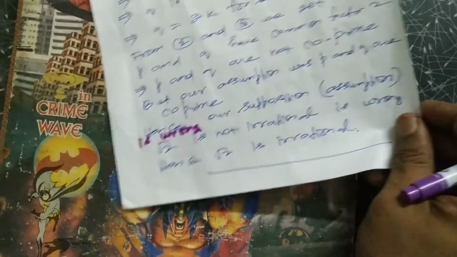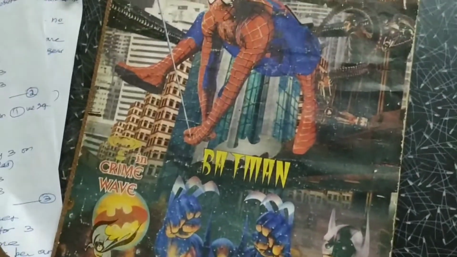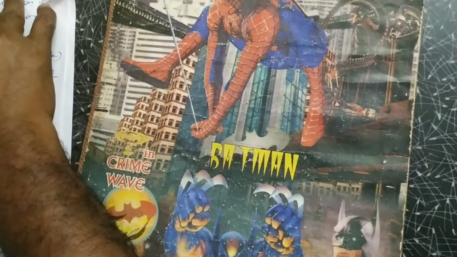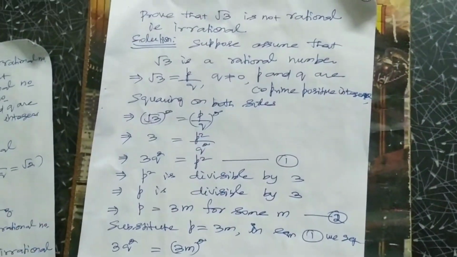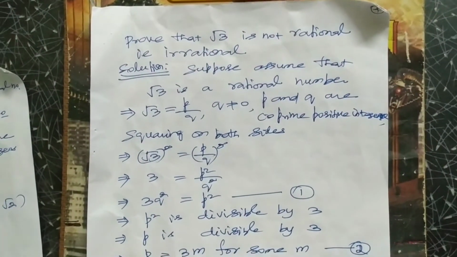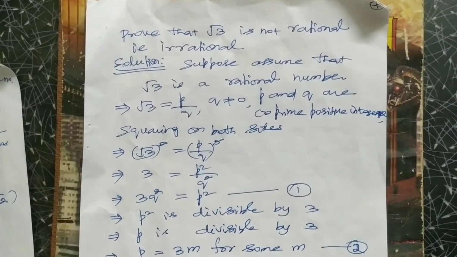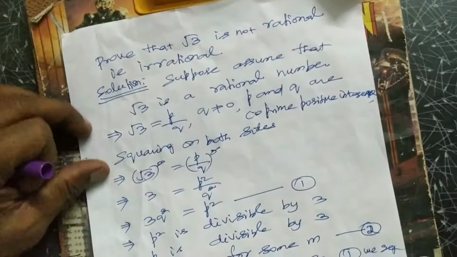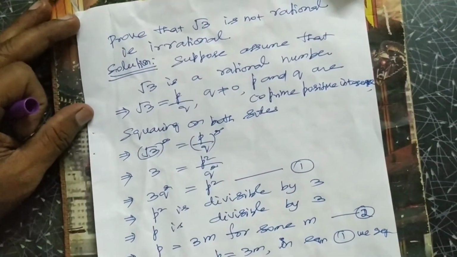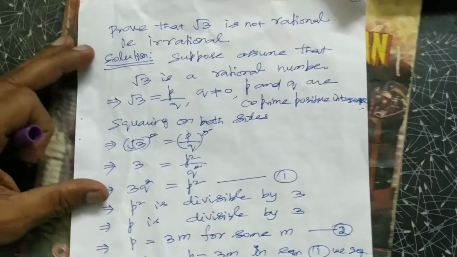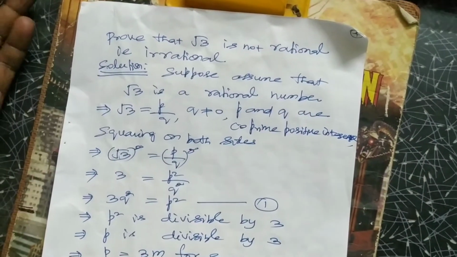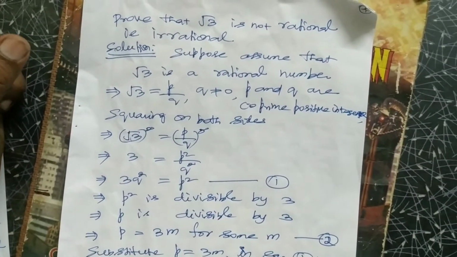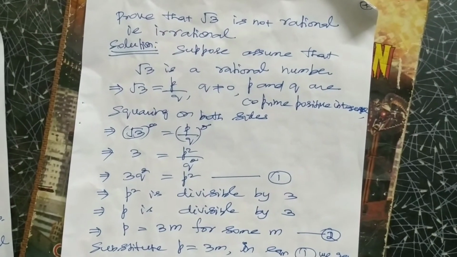Now, let us move on to the next problem. All are the same type only. Prove that root 3 is not rational, or we have to prove that root 3 is irrational. Such types of problems we have to do by the method of contradiction. Whatever the statement is, we have to assume its negation. What is the opposite of not rational? Not rational, that is rational. Therefore, assume that root 3 is a rational number.